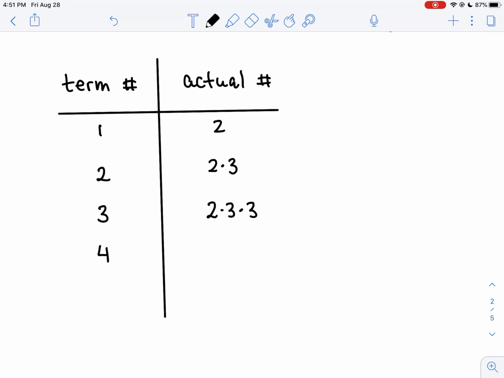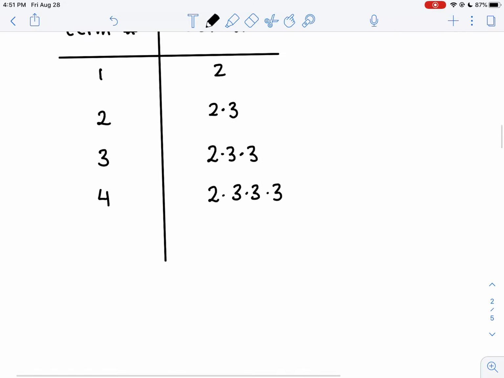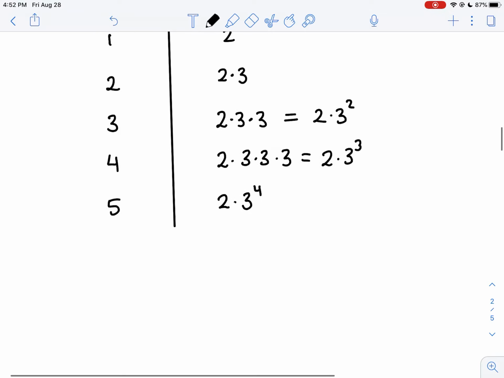Right, so the fourth term is 2 times 3 times 3 times a third 3. And a pattern is quickly emerging here. If we were to use exponents to summarize some of these, this would be 2 times 3 squared. The next one would be 2 times 3 cubed. The fifth term would be 2 times 3 to the fourth, because we'd have to multiply 2 by four 3s, by 3 times 3 times 3 times 3, to get to the fifth term.